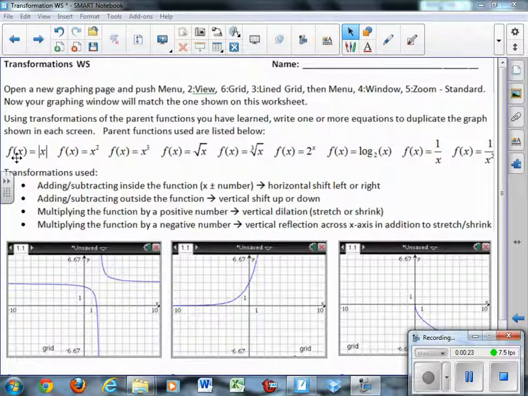Secondly, you need to have a knowledge of what all of these functions look like. You can get out your parent function graphing worksheet and the chart and have some of these graphs handy so that you're familiar with what they look like, because every one of the graphs on this worksheet is a transformation of one of these graphs. So I'm going to just do a quick review of what they are, just so that as you're watching the video you'll know what I'm talking about.